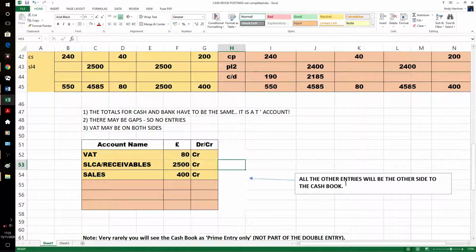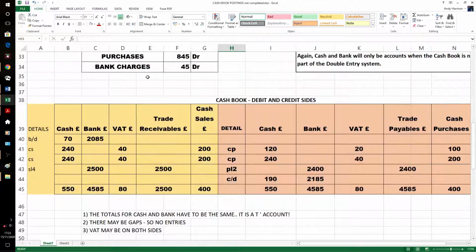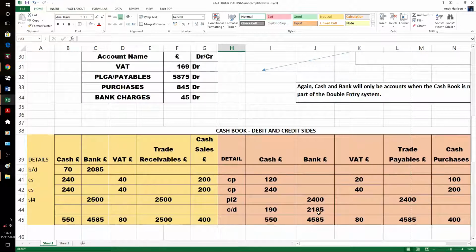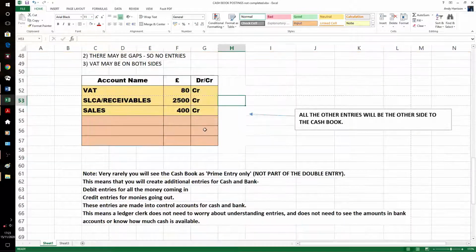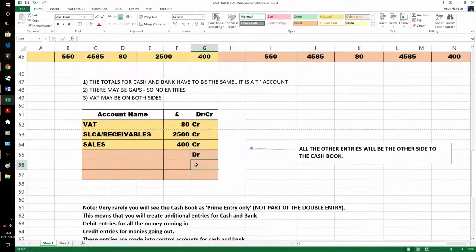And then because we've got both sides of our cash book, we've got the debit sides and the credit sides, the other entries are all going to be debit. Trying to help.